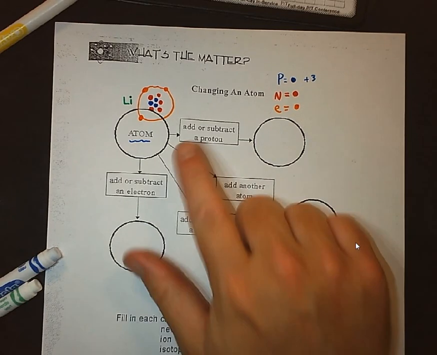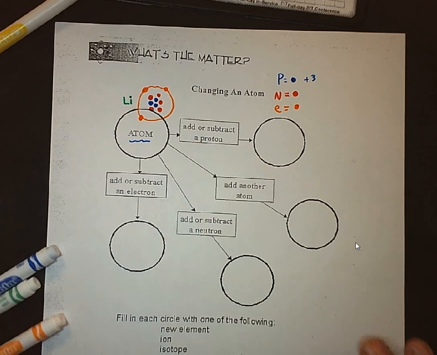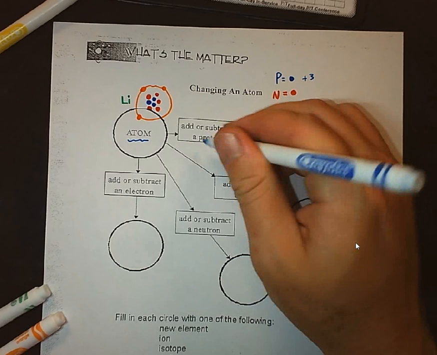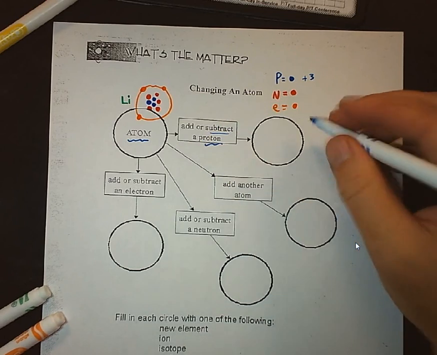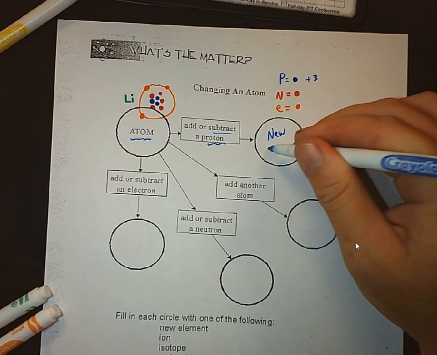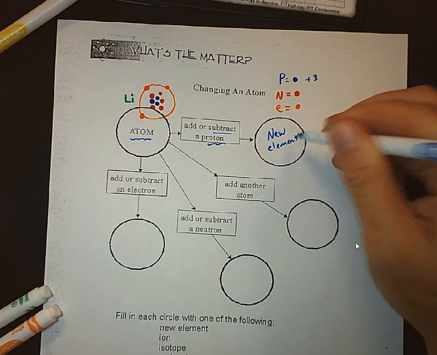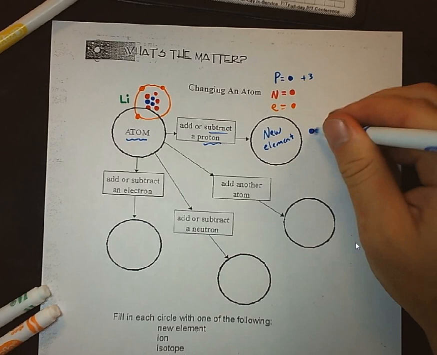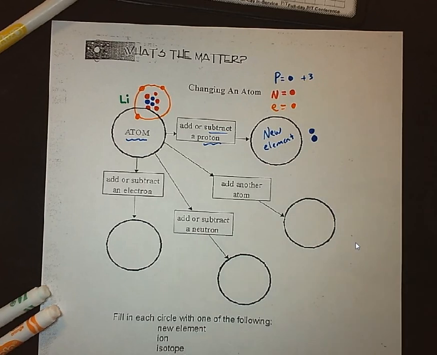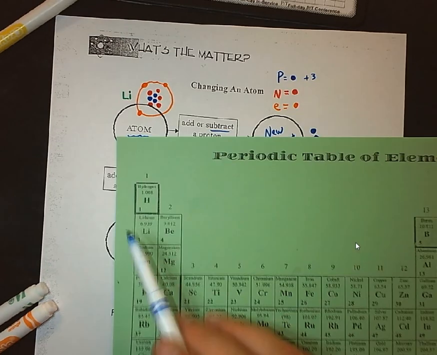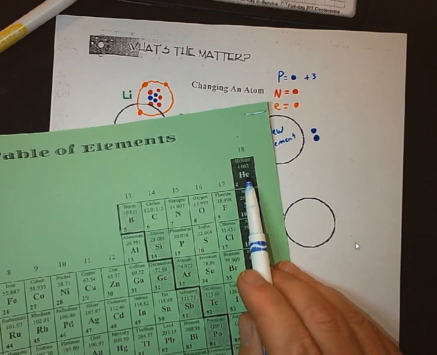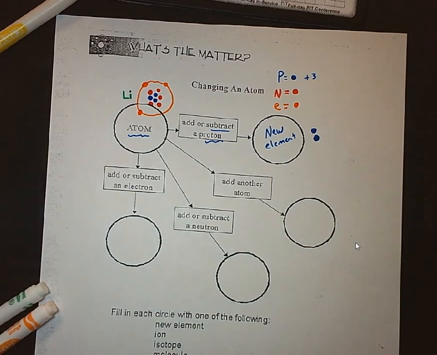First thing we're going to do, we're going to add or subtract a proton. Let's just say that we got rid of a proton. If we subtract a proton, then we're going to be a new element. If I subtract 1, then I'm no longer lithium with 3 protons, but instead I am now helium with 2. So now I am He.